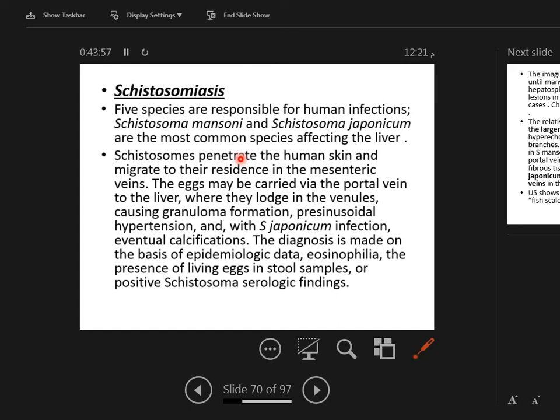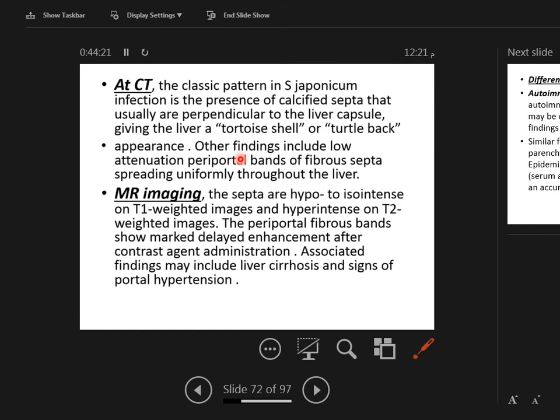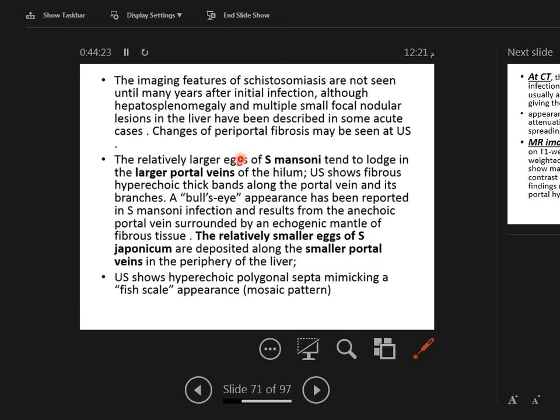Schistosomiasis is very common, especially in Egypt, as previously mentioned. Very common disease in the highlands. We have two types, Schistosoma mansoni and Schistosoma japonicum. Mansoni occurs in the large portal vein, and japonicum occurs in the small portal vein.